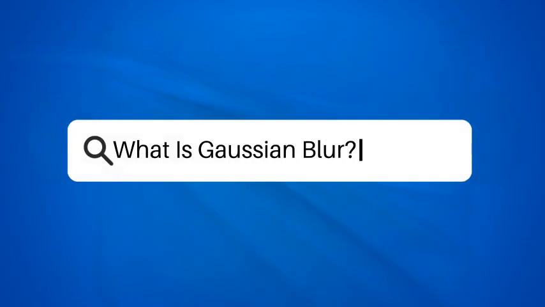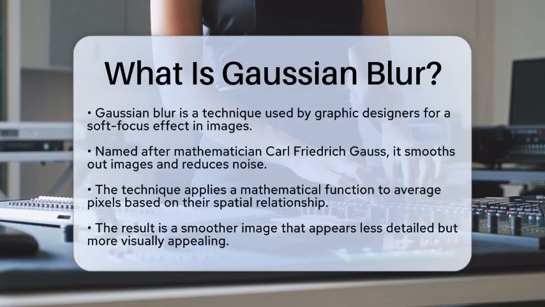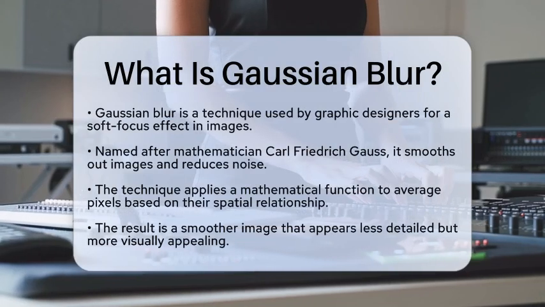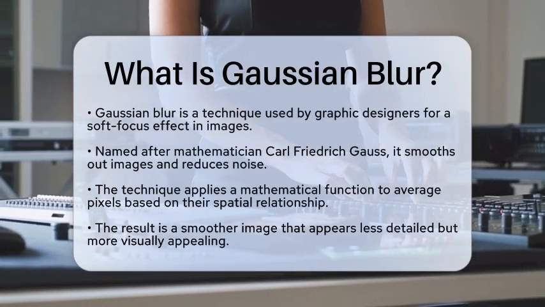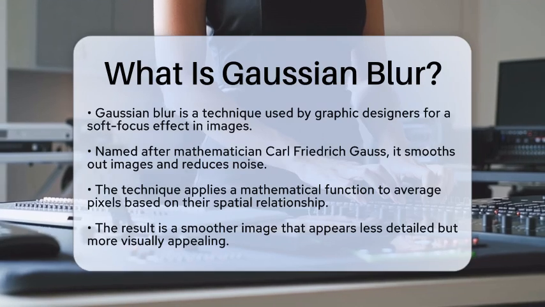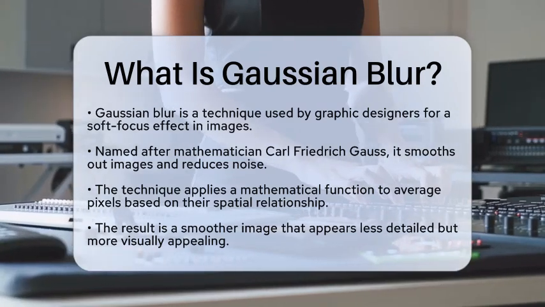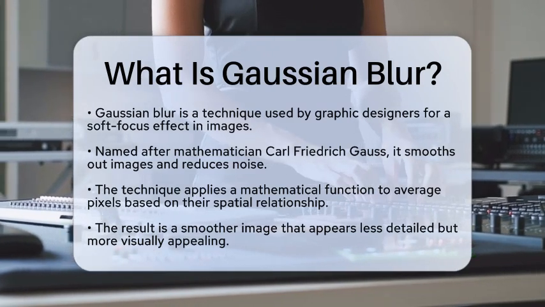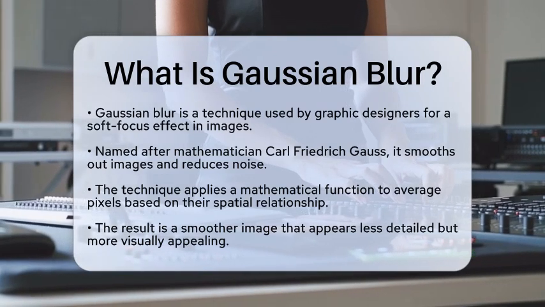What is Gaussian blur? Have you ever wondered how graphic designers create that dreamy, soft focus effect in images? One of the key techniques they use is called Gaussian blur. This method is named after the mathematician Carl Friedrich Gauss and is essential for smoothing out images and reducing noise. So, what exactly is Gaussian blur, and how does it work?